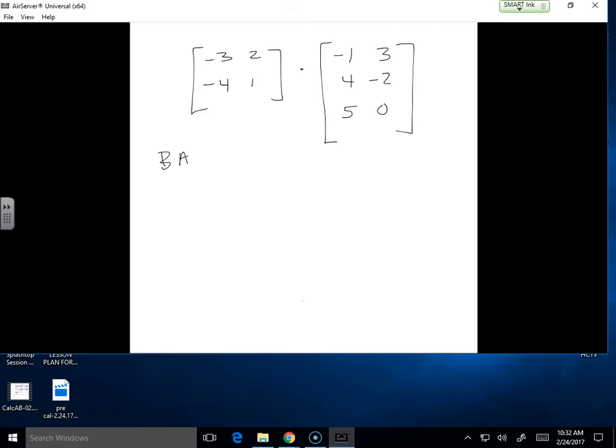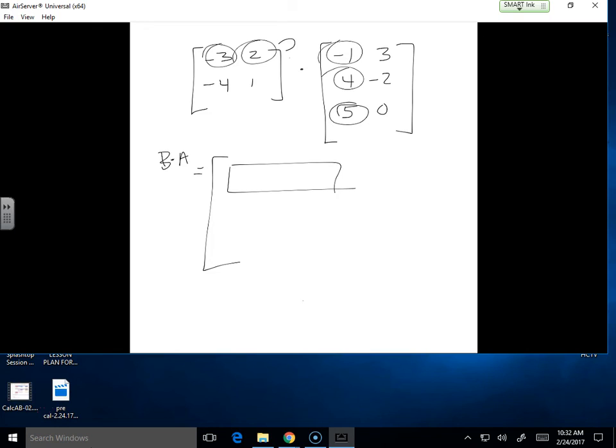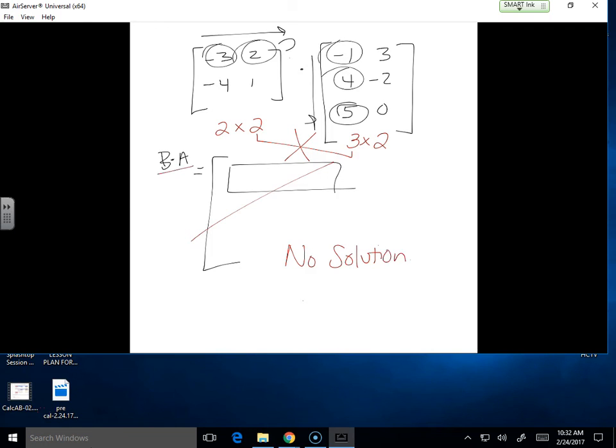If we try to find B times A, we would start and say, okay, let's do this thing. First times first, second times second. Nobody times the third? It doesn't work. We can't cross down if checking the orders. If these two don't match, it's an impossible problem, meaning they cannot be multiplied. So B times A doesn't exist.